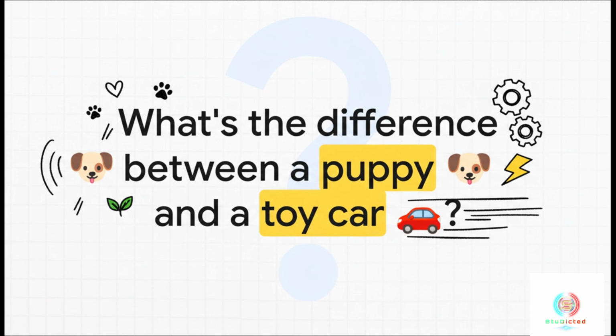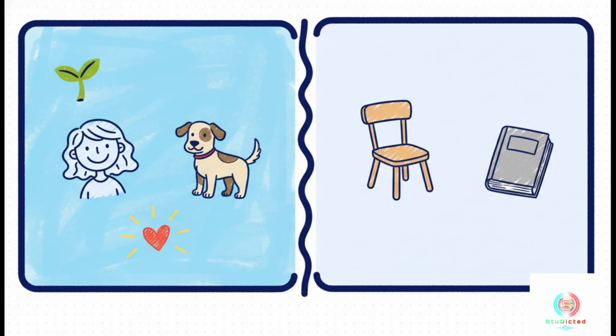So let's break it down with a super simple question. You've got a puppy and you've got a toy car. Both can move, right? One barks, the other one might beep, but only one of them has that special something we call life. So how do we actually draw the line between them? What are the rules? Well, in our world, pretty much everything fits into one of two big teams, the living and the non-living. Living things, that's us, animals, plants. They all have that special spark. Non-living things, like a chair or a book or a stone, they just don't.